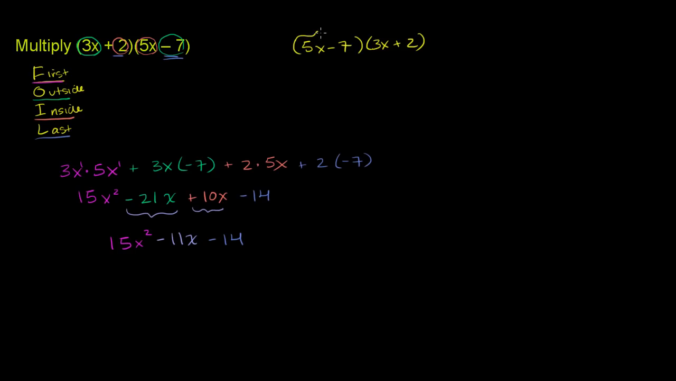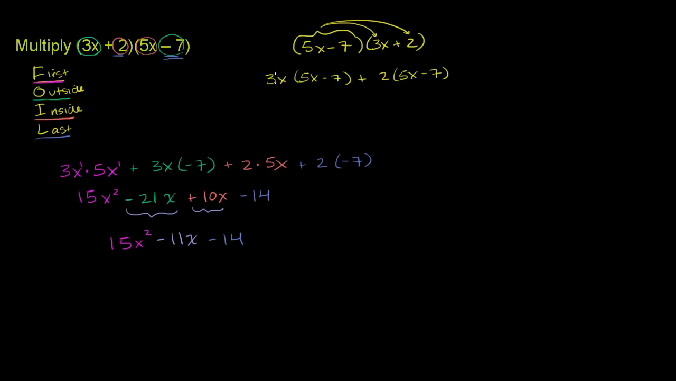And we can distribute this whole thing times each of these terms. Now, what happens if I take 5x minus 7 times 3x? Well, that's just going to be 3x times 5x minus 7. So I've just distributed the 5x minus 7 times 3x. And to that, I'm going to add 2 times 5x minus 7. I've just distributed the 5x minus 7 onto the 2.